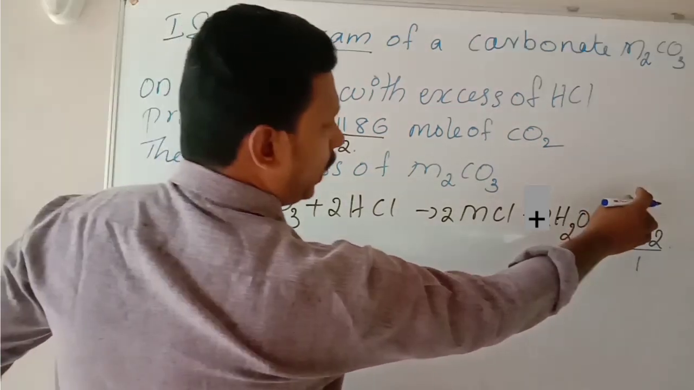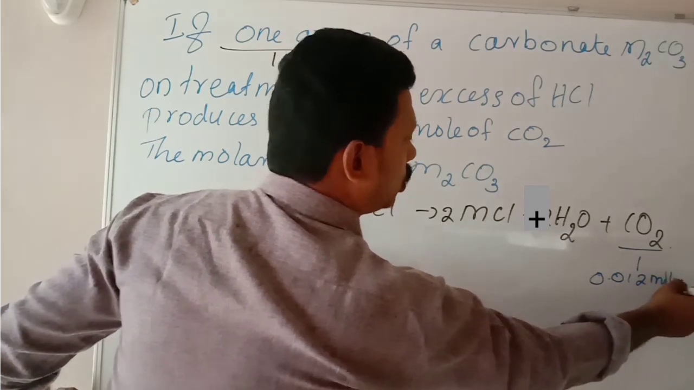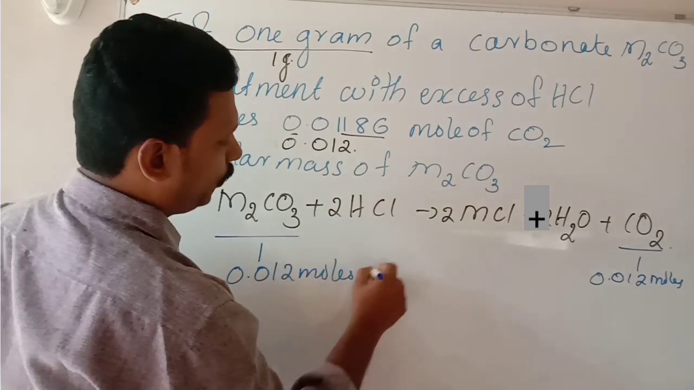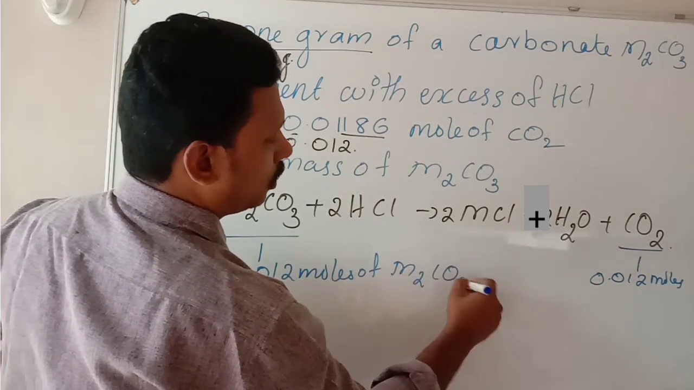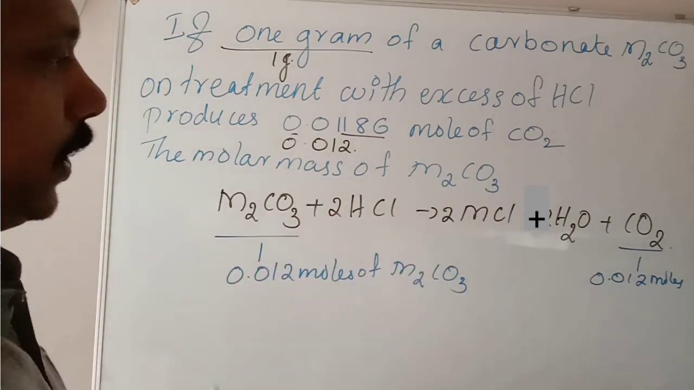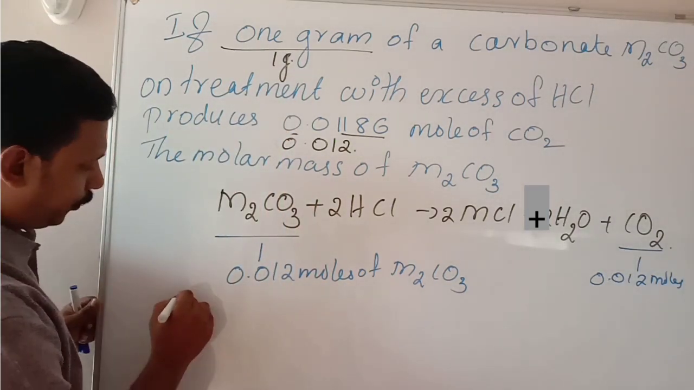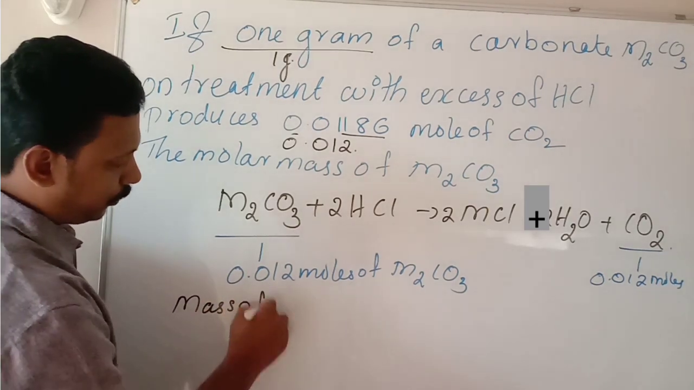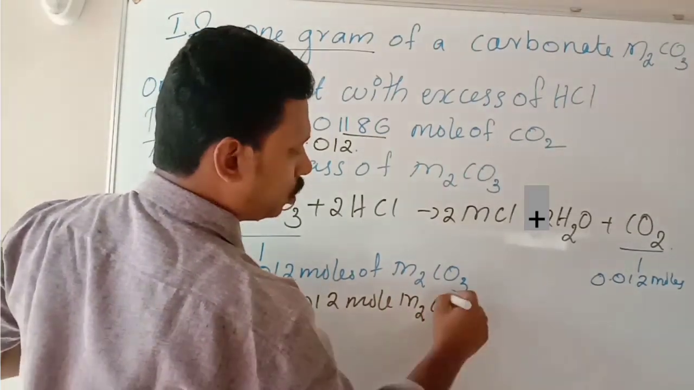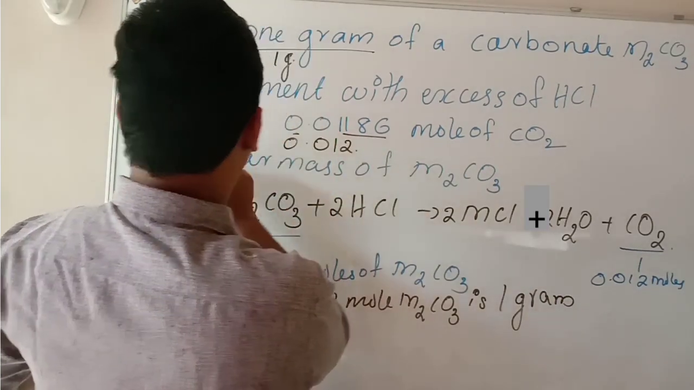If you get 0.012 moles of CO2 formed, then it is formed from 0.012 moles of M2CO3. So they are formed in the same ratio. The reaction is 1:1 ratio. And you know 1 gram of the metal carbonate was taken. So the mass of 0.012 mole M2CO3 is 1 gram. We have to find the molar mass.